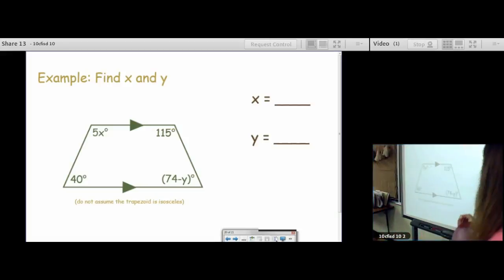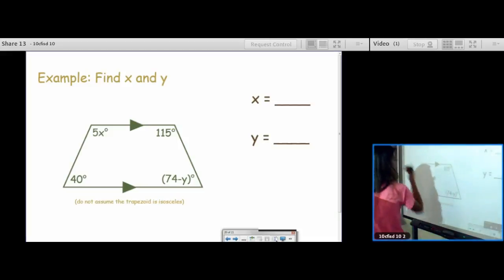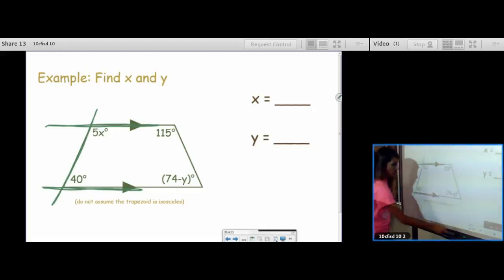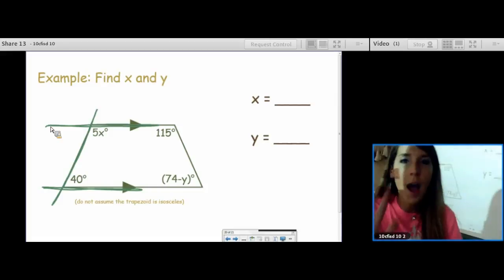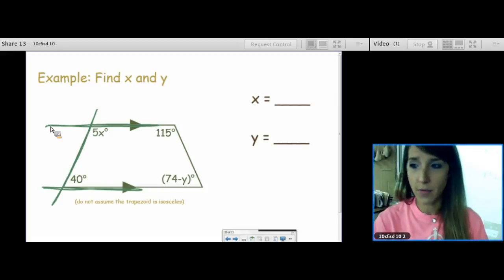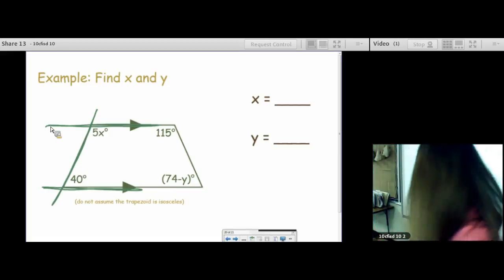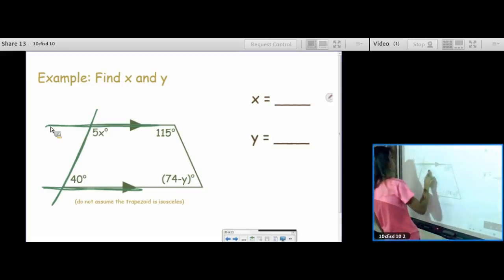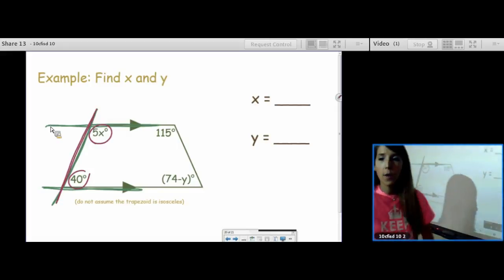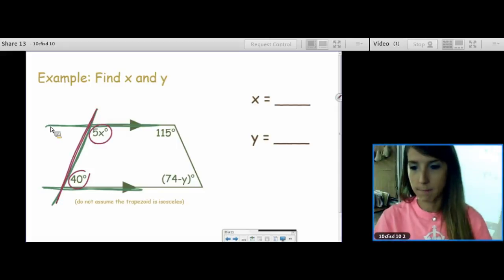Okay, so we're going to solve for x and y, and what I recommend is look at one set of parallel lines and one transversal at a time. Literally cover up the other two angles. Don't look at 115. Do not look at 74 minus y. If we're focusing on these two angles created by this transversal, what would the vocab word be for those two angles?